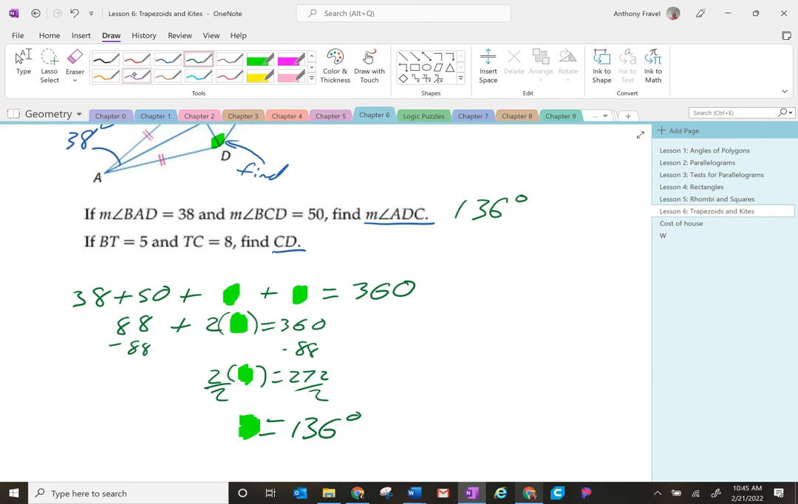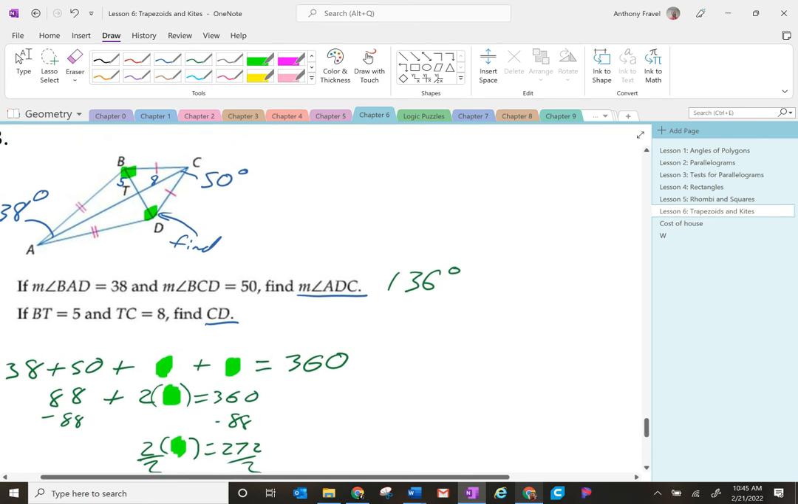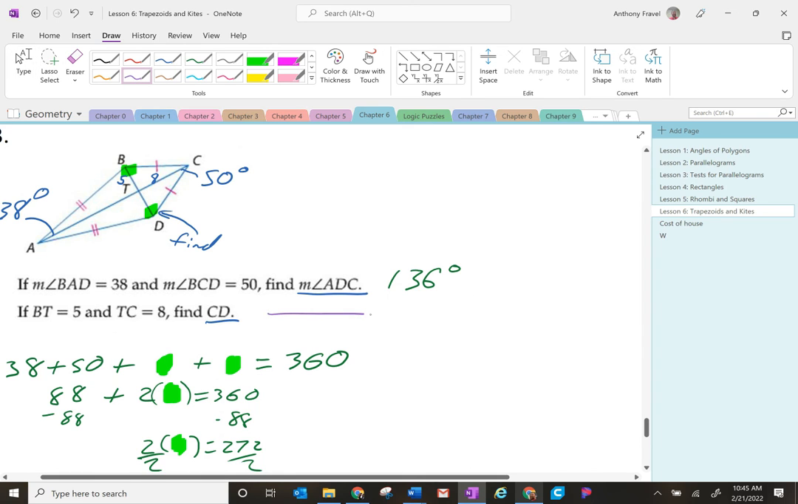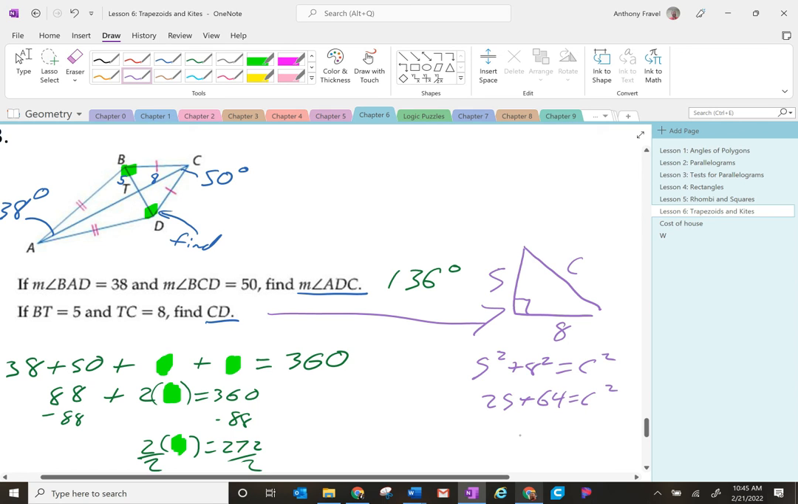All right, as for the other one, it said find CD. I'm going to jump straight over there. That's another one of those right angles. This side was 5. This side was 8. The hypotenuse, the side c, we didn't know. So I'm going to do a squared plus b squared equals c squared. So I got 5 squared plus 8 squared equals c squared. 25 plus 64 equals c squared. That gives me 89 equals c squared. So my answer is going to be the square root of 89.